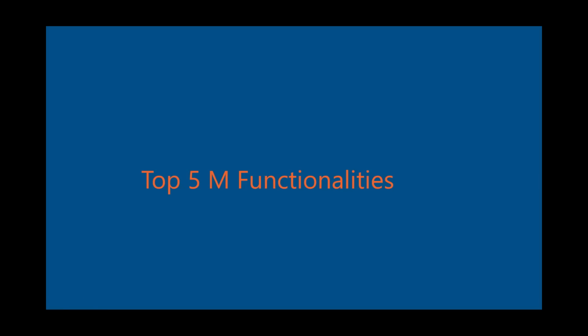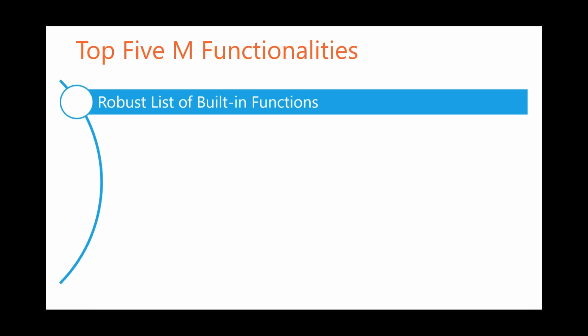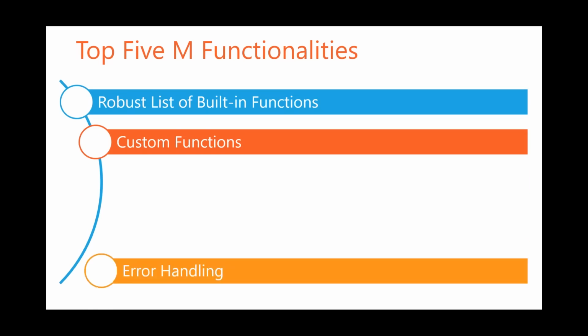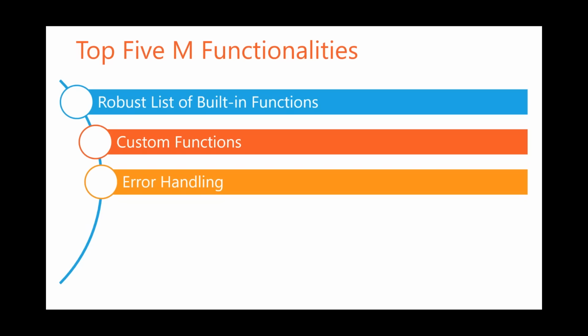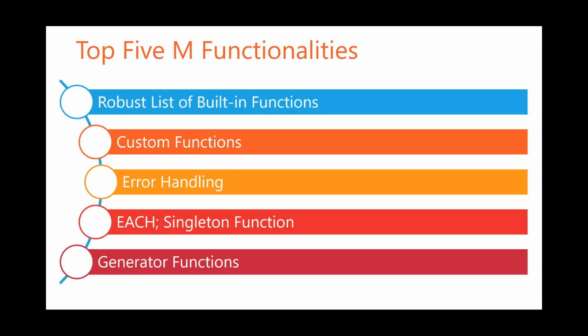Okay, top 5 functionalities. When you work with Power Query and scripting especially, there are top 5 functionalities that will help you build data transformation as you would like. The first one is that there are a bunch of built-in functions that you can use. You only have to be aware of how to use them, how to search for them, how to find them. You can create your own custom functions, which is really useful for code reusability. You can do error handling, and you can use each singleton function and generator functions to build loop-type structures. So let's go through built-in functions.